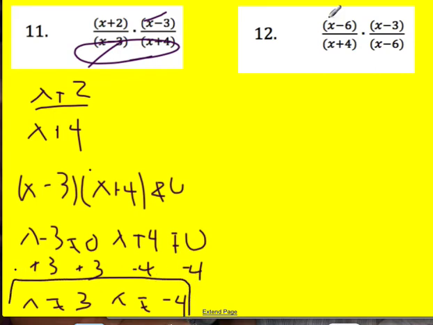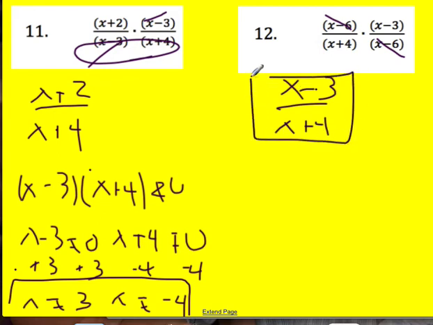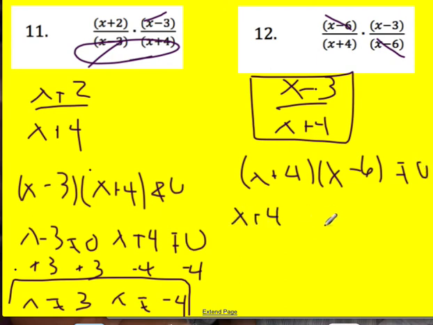Taking a look at number 12, same thing. Cross off the x minus 6's, and then you have x minus 3 over x plus 4. That's your simplified rational expression there. For the excluded values, we need to take the product of x plus 4 times x minus 6 before it was taken out. Now, we're going to say that each of those cannot be equal to 0.